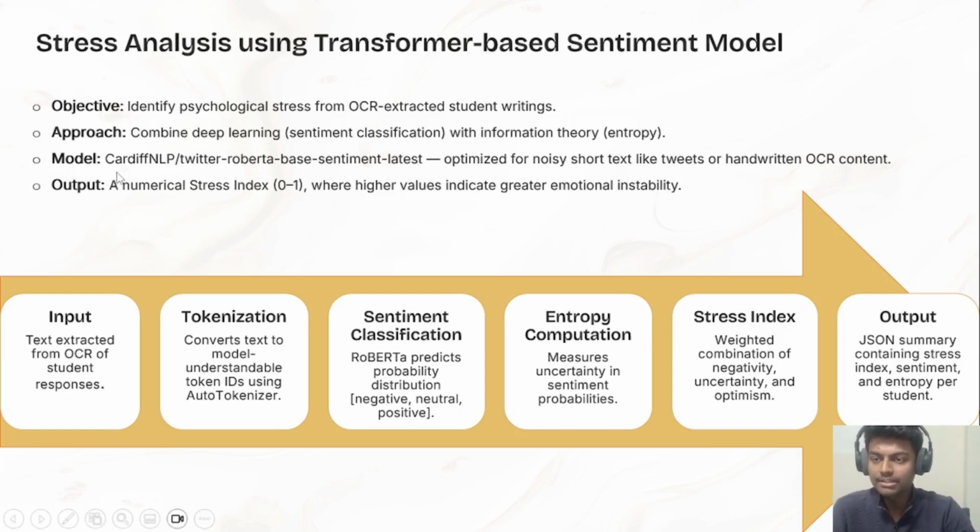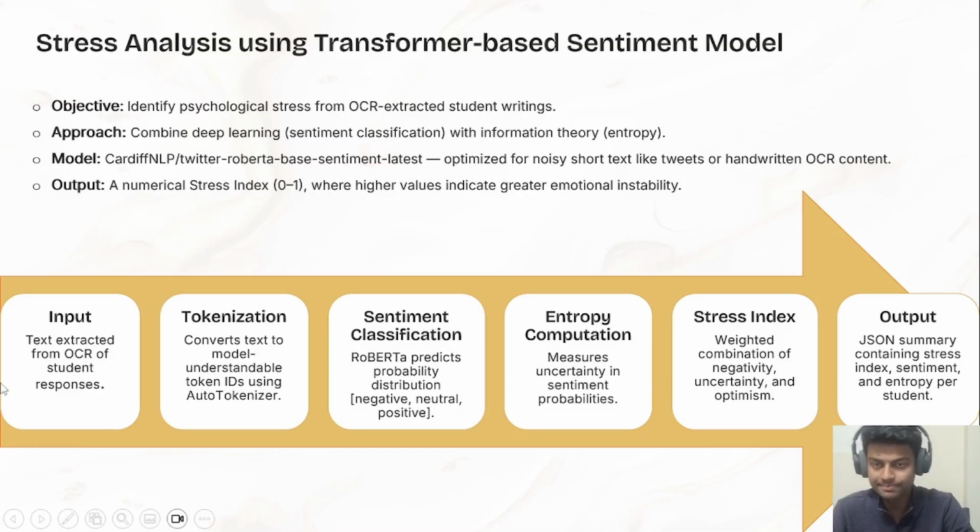For model selection, we went for the Twitter RoBERTa base sentiment latest model, which is a fine-tuned model on a Twitter dataset. Why we chose this model, we will come to that as well. It is optimized for noisy short text like tweets or handwritten OCR content. The output will be a numerical stress index ranging from 0 to 1, as we will be using the softmax function at the end, so it will be transformed into probability-like values, where a higher value indicates greater emotional instability.